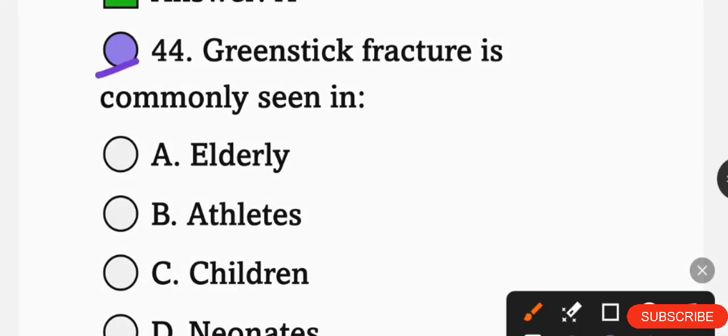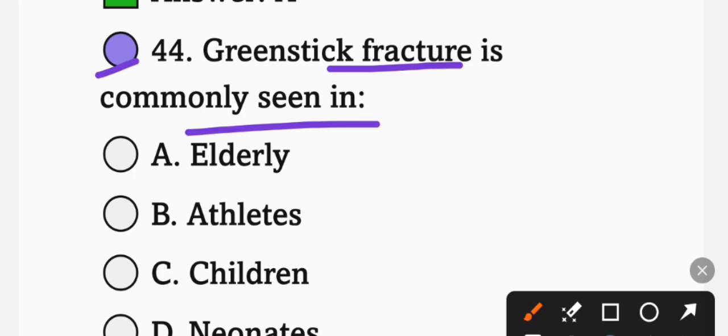Now come to question 44. Greenstick fractures are commonly seen in children. Children's bones are soft and flexible, so they break easily, breaking on one side and bending on the other side, which is called a greenstick fracture. So it is commonly seen in children, option C.